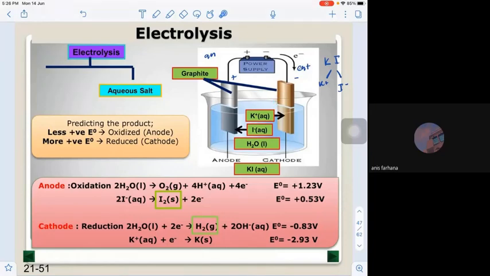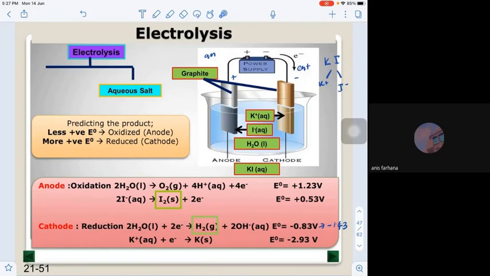So it's either the K+ that will be reduced here with this equation, K+ plus electron turns to K solid, negative 2.93. This is from the table. Or the H2O that is reduced with this equation, H2O plus 2 electrons turns to H2 gas plus 2 hydroxide ions. We know that the overvoltage happened here, right? So from negative 0.83, it can go up to negative 1.43.